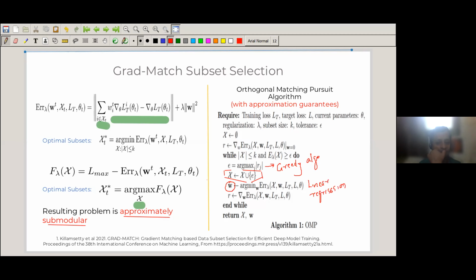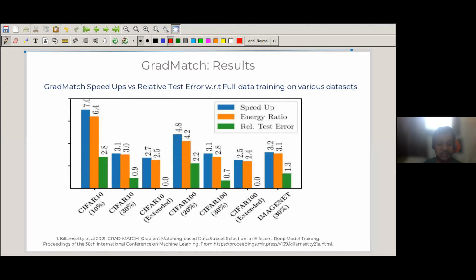Now, how does it benefit? It's even more impressive. You can see that for a 10% data subset, the speedup is around 7x, and the test error is like 2.8. So it's improved even over Glister. Likewise, we have presented results on a couple of other data sets. CIFAR-100 is another data set. ImageNet, we have similar observations, and overall it gives you better performance than even Glister.